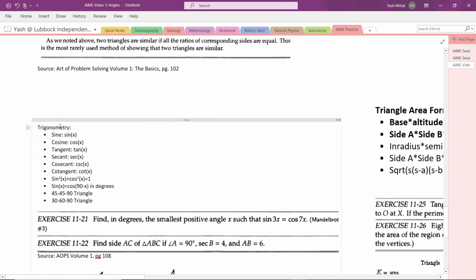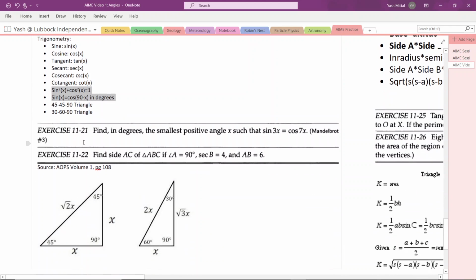Trigonometry: sine, cosine, tangent, secant, cosecant, cotangent, sine squared plus cosine squared equals 1, sine x equals cosine of 90 minus x. These are all definitions that you need to know. Secant is 1 over sine, cosecant is 1 over cosine. Oh no, sorry, I messed this up. Cosecant is 1 over sine, secant is 1 over cosine. I should have put them in a different order, I'm sorry. And cotangent is 1 over tangent of x. Sine squared plus cosine squared equals 1. Sine x equals cosine of 90 minus x. These are really important, as you can relate sine and cosine to each other.